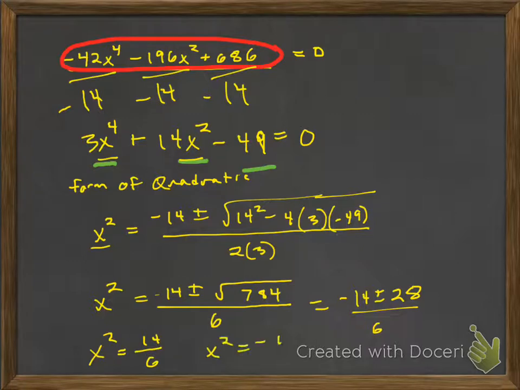So I get 2 results. The plus or minus means 2 different answers. For the plus, I get 14/6, which reduces to 7/3, and then for the minus, I get negative 42/6, which is actually just negative 7. Those are x squared values.